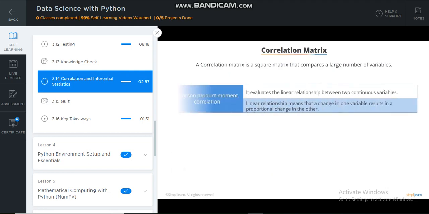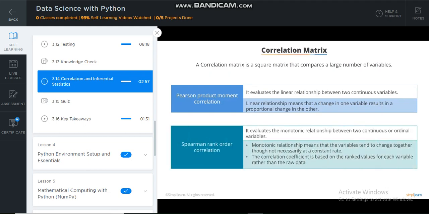Pearson product moment correlation. The Pearson correlation evaluates the linear relationship between two continuous variables. A relationship is linear when a change in one variable is associated with a proportional change in the other variable. Spearman rank order correlation, also called Spearman's rho. The Spearman correlation evaluates the monotonic relationship between two continuous or ordinal variables. In a monotonic relationship, the variables tend to change together, though not necessarily at a constant rate. The Spearman correlation coefficient is based on the ranked values for each variable rather than the raw data.